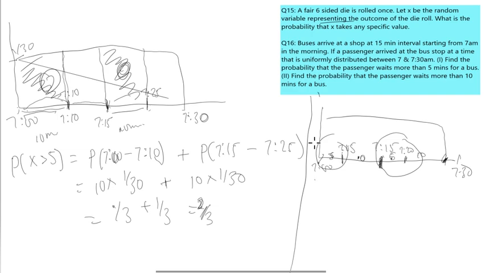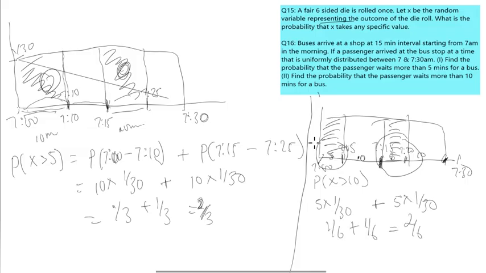So now for this one, we have the probability that X, he waits for more than 10 minutes. It's going to be the area of this place or the area of this place. So the interval between 7 o'clock and 7:05 is 5 times 1/30, plus our base for this side is 5 times 1/30. So this is going to give us 1/6 plus 1/6, which is 2/6, which is 1/3, which is 0.33. So the probability that the passenger will wait more than 10 minutes is 0.33. This is for continuous uniform distribution.